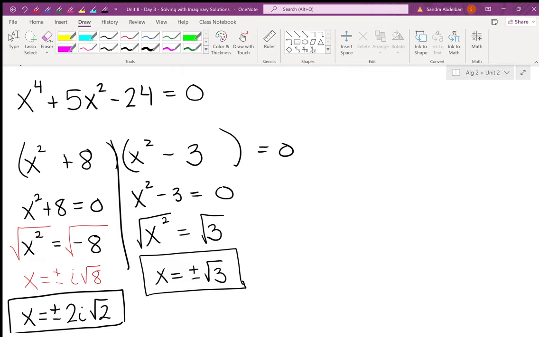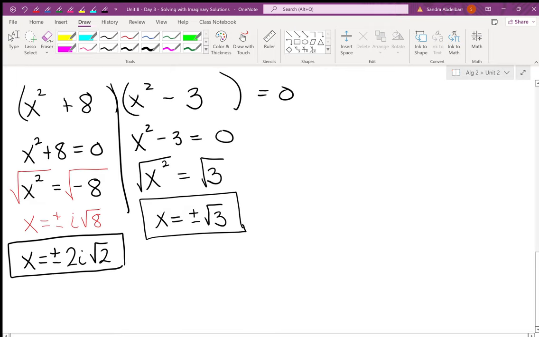Let's see. x equals plus or minus 2i root 2. Those are two solutions right there. And x equals plus or minus root 3, that's another 2 solutions. So we ended up having 2 real solutions and 2 imaginary solutions.